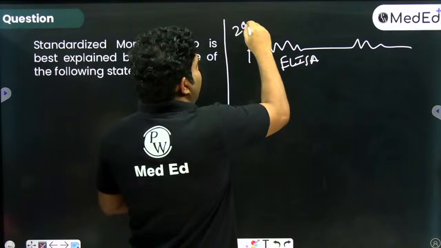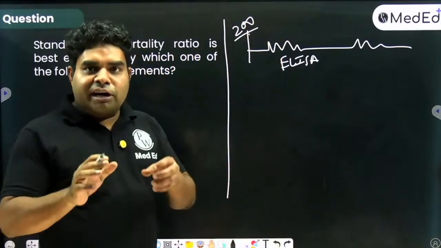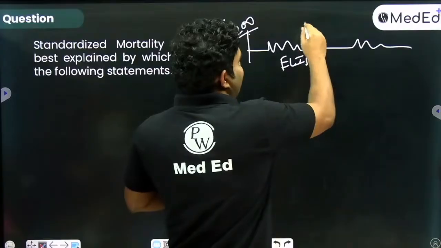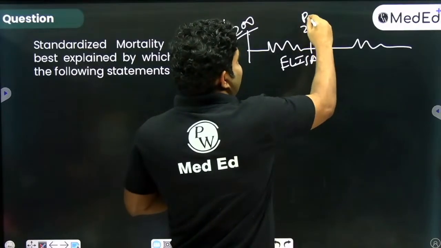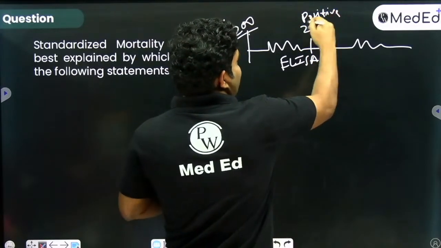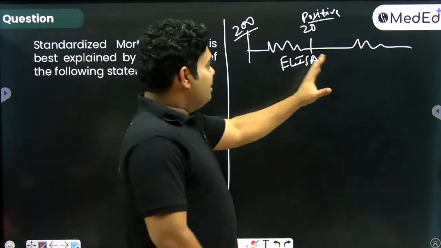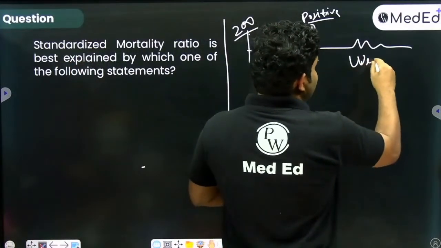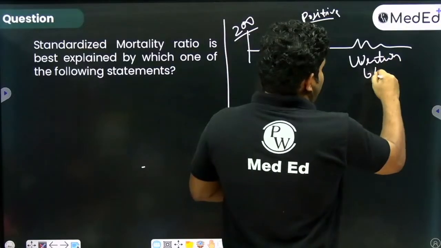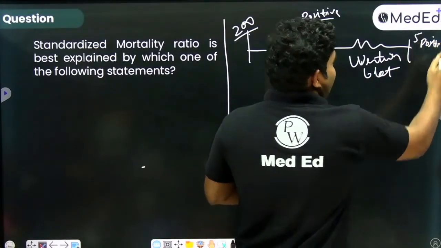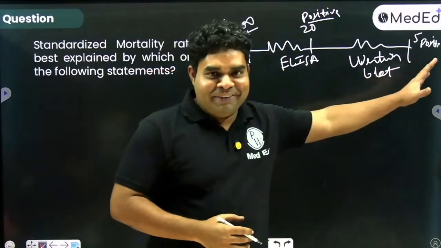Suppose I went to a party with 199 sex workers after taking this class, and in that party, out of those 200, 20 came positive for ELISA. Guess where I am? In the positive side. And then all the 20 people went for Western blot, the second test. And in the second test, only 5 came positive. Guess where I am? In these 5 people, of course.